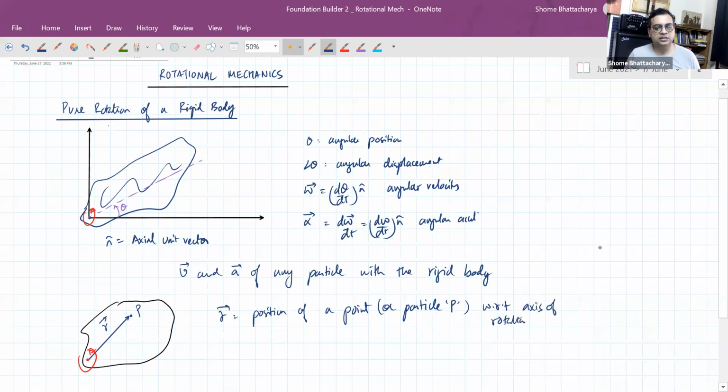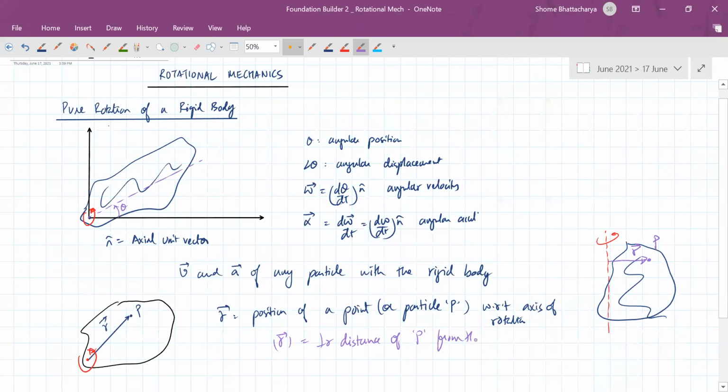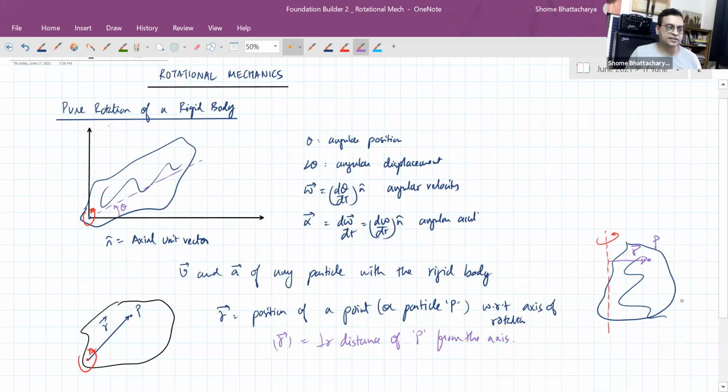So the important thing to understand here is that three-dimensionally, if let's say this is the axis of rotation about which the rotation is happening, and the body is some three-dimensional shape like this, then any particle that is located over here, the position vector that we talk about with respect to the axis will be this perpendicular. So basically you can see that mod r is the perpendicular distance of P from the axis. We'll understand this with some examples today.